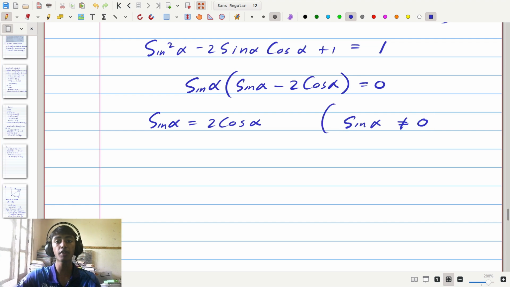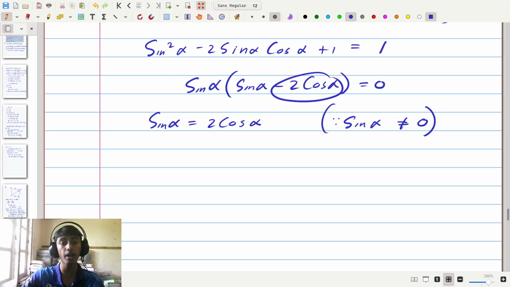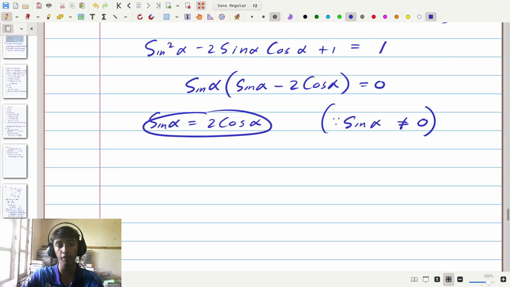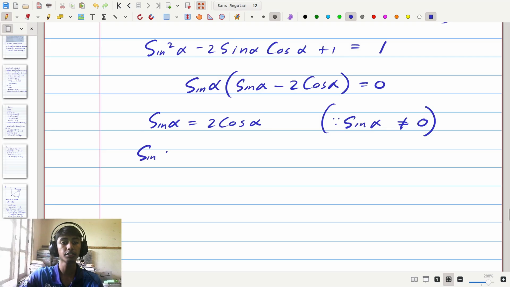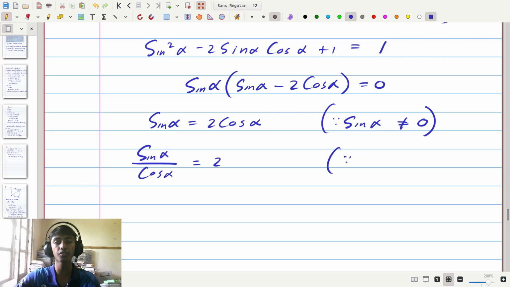So because sine of alpha is not equal to 0, we can divide both sides by sine of alpha. Then sine of alpha minus 2 cosine of alpha is going to be equal to 0, and therefore sine of alpha is going to be equal to 2 cosine of alpha. Therefore sine of alpha divided by cosine of alpha is going to be equal to 2, and this is valid because cosine of alpha is not equal to 0, since if we are dividing by cosine of alpha we need to say this.